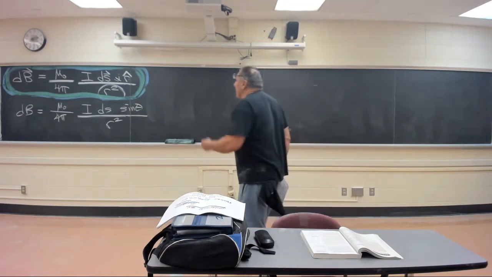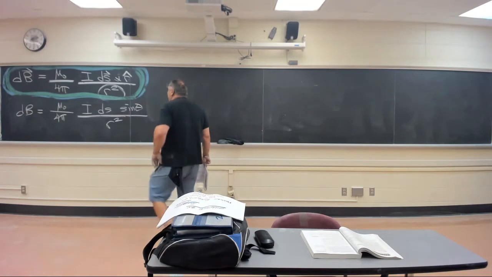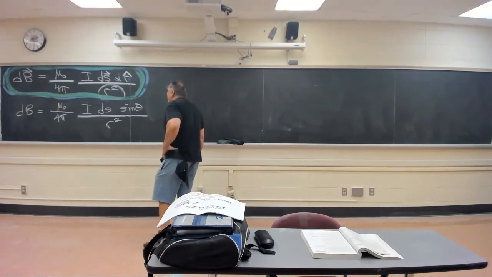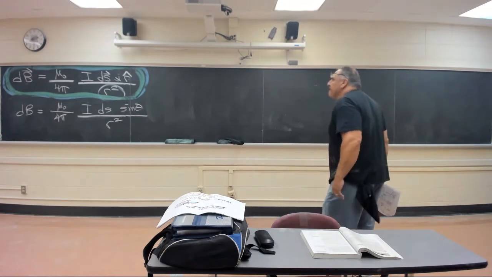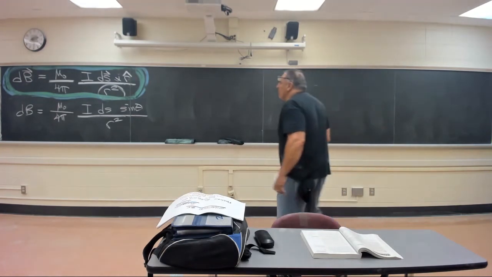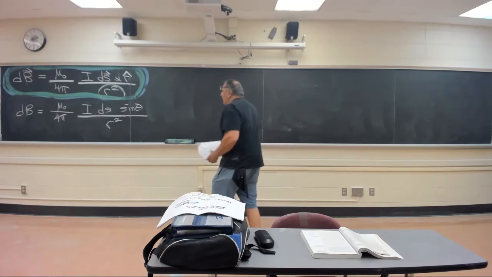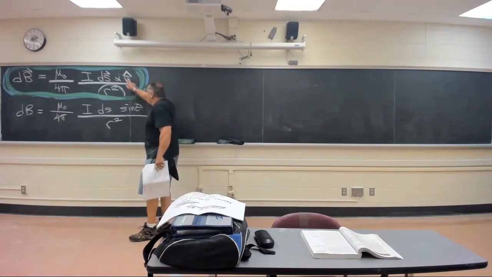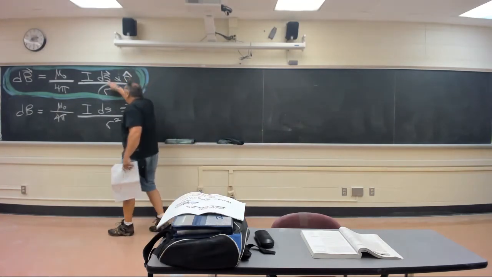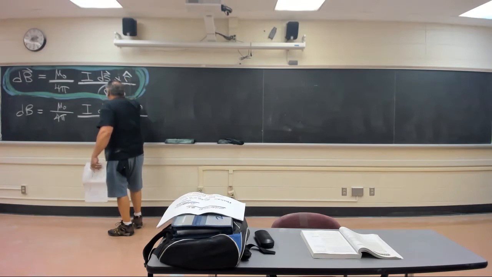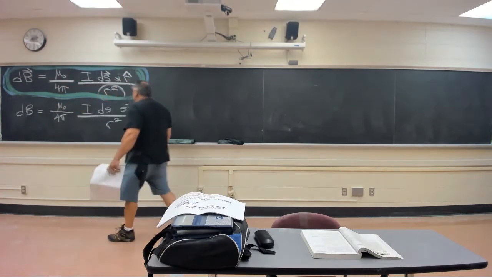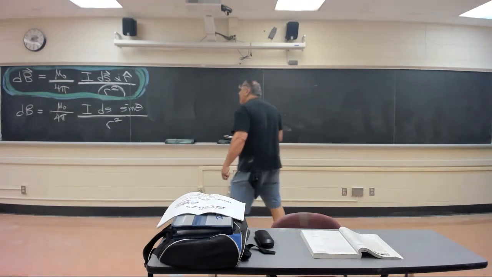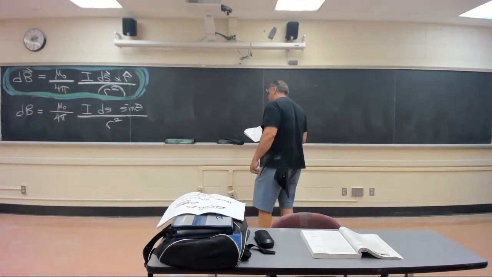Pretty fascinating stuff, really. The more you look at it, the more fascinating the material is, guys, to be honest with you. I ds vector cross r hat over r squared times the constant mu 0 over 4 pi. Pretty fascinating stuff. So we got this right here.